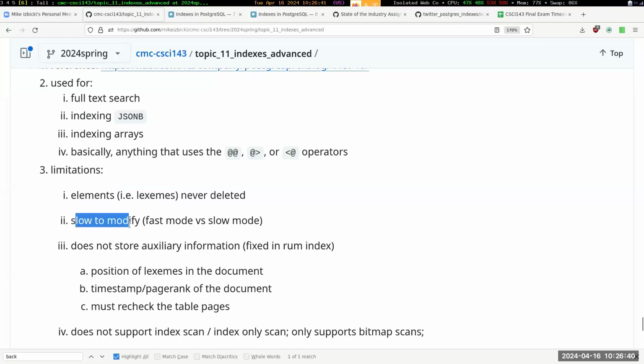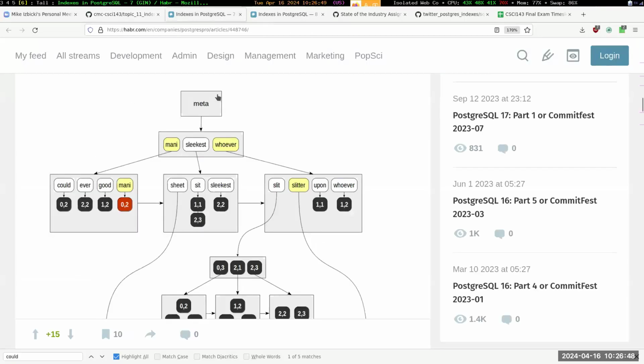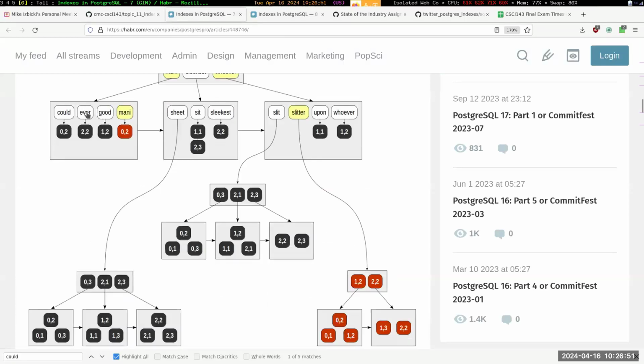It's a little bit slow to modify this GIN index because if you're modifying it, let's imagine you have to put in a new document. When you put in a new document, you're not going to match just one of these locations like you did in the B-tree index. You're likely to match many of these locations. And so there's many pages that you're going to have to do an insert into.